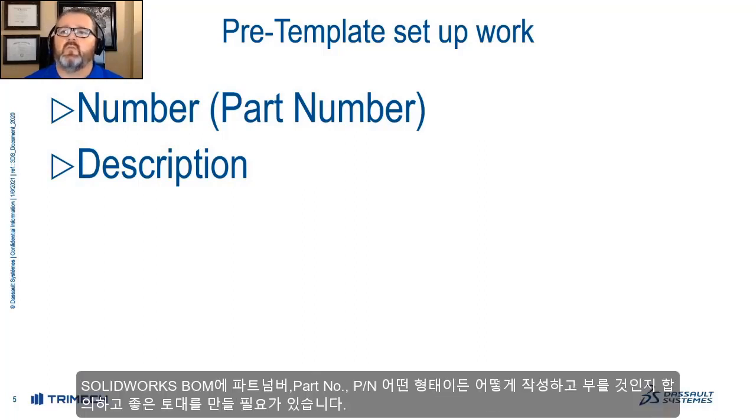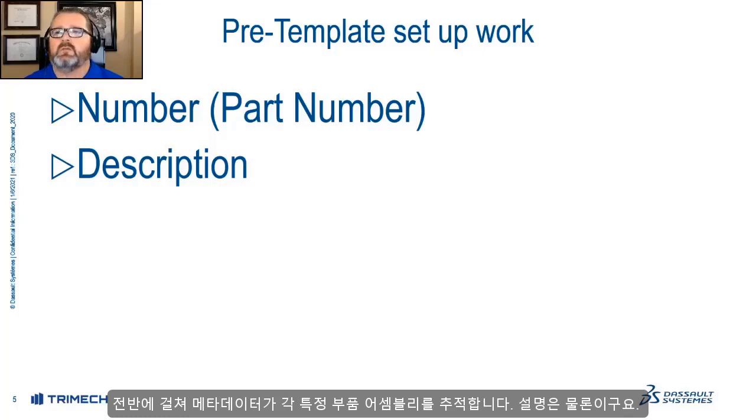The big part, and typically the two items that can be used across the board, is number and description. You need to agree and have a good foundation for what this is going to be called. Part number, part NO, P/N, whatever it might be, you want that to be consistent from your SOLIDWORKS BOM across the board, and the metadata will be tracking in each particular part and assembly, as well as the description.